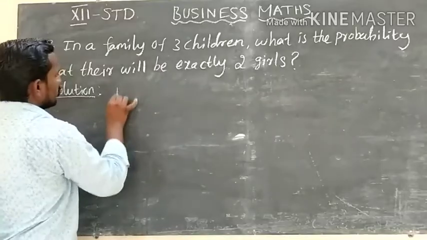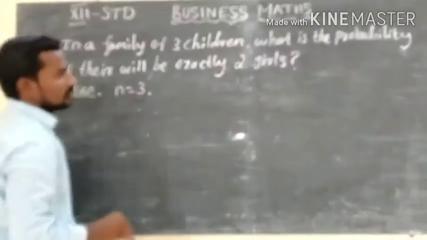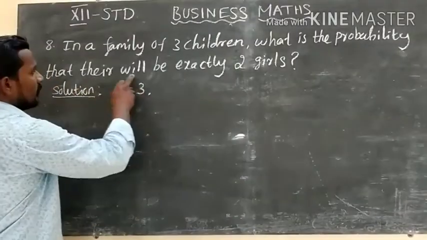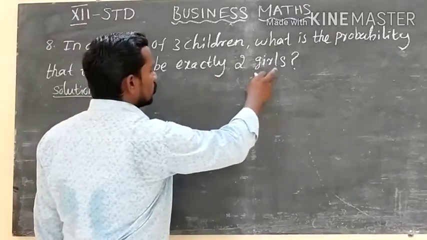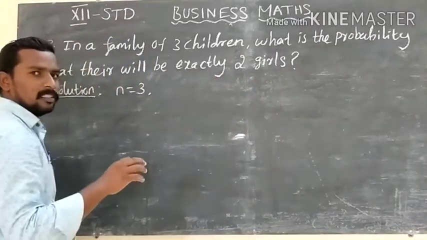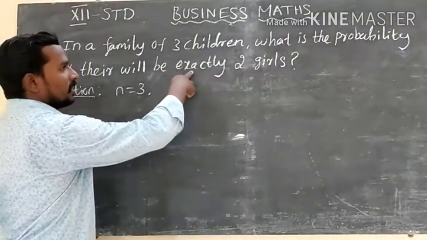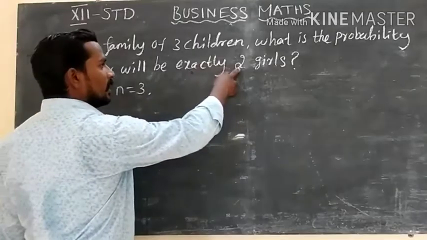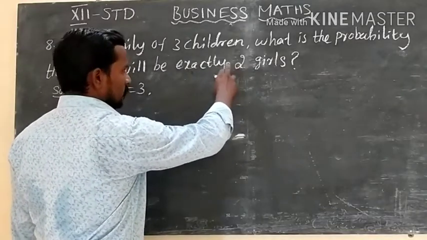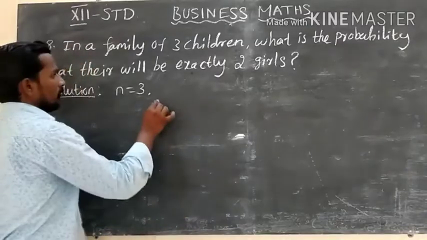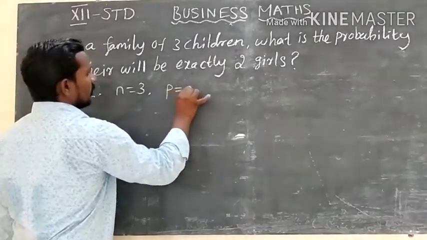So the number of children is 3, so n is equal to 3. Then what is the probability that there will be exactly 2 girls? Exactly 2 girls means x is equal to 2. When the value is given, it is taken directly as x. So x is equal to 2. Okay, then what is p here?